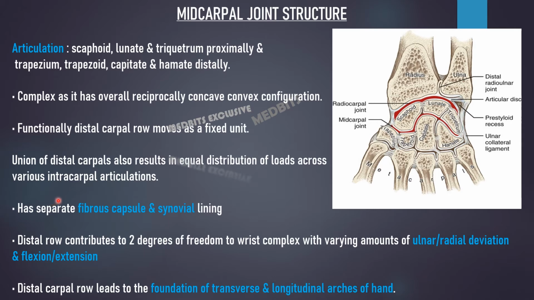It has a separate fibrous capsule and synovial lining. The distal row contributes two degrees of freedom to the wrist complex, with varying amounts of ulnar or radial deviation and flexion or extension. Then coming next, the distal carpal row leads to the foundation of the transverse and longitudinal arches.